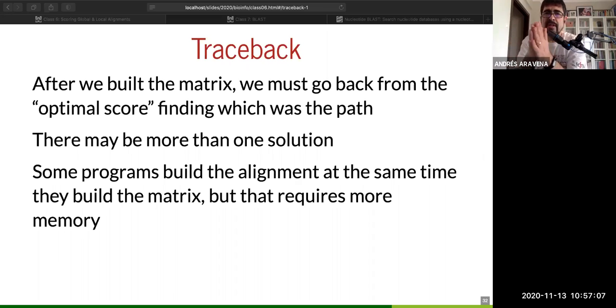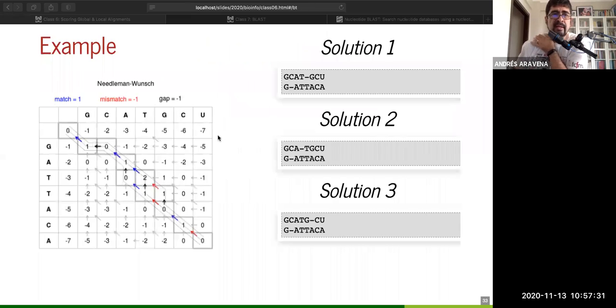For example, if you are comparing your query with the whole database, you want to find the score, and only for the one that got the best score do you do the traceback, not for all of them. Otherwise, you spend a lot of time doing traceback of sequences that you don't care about. So the philosophy of the traceback is more or less like this. This is a global alignment. By the way, Needleman-Wunsch is the paper that defined this algorithm.